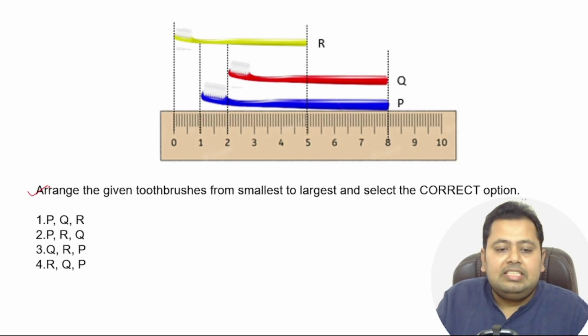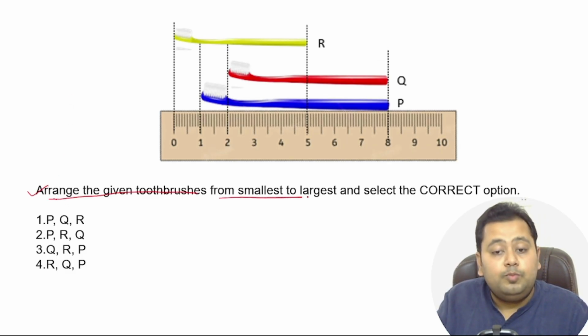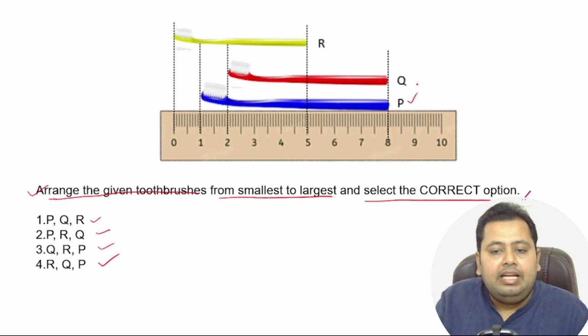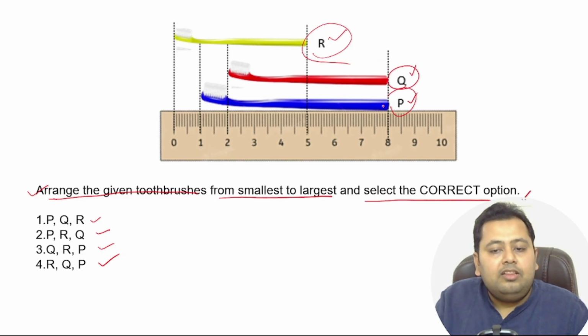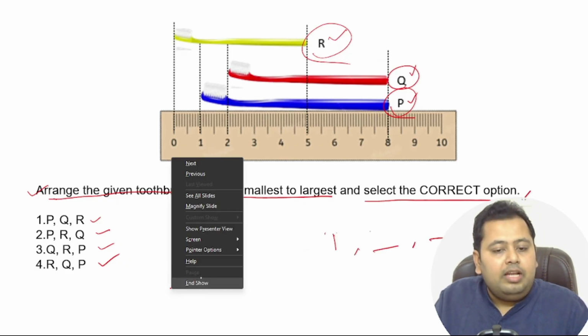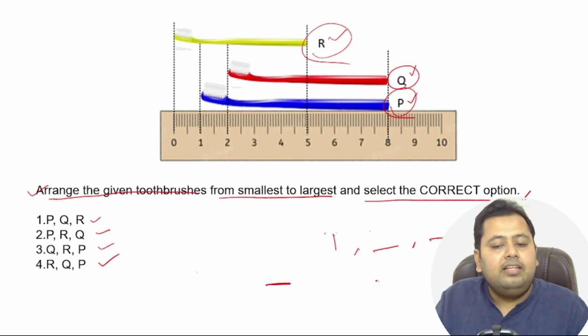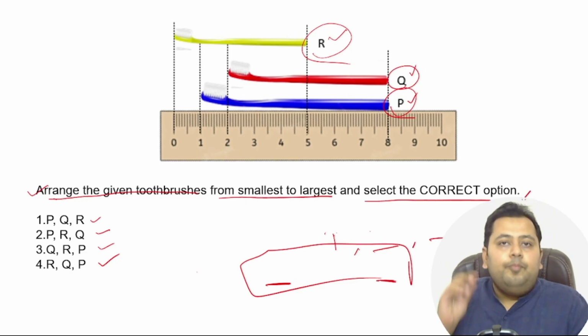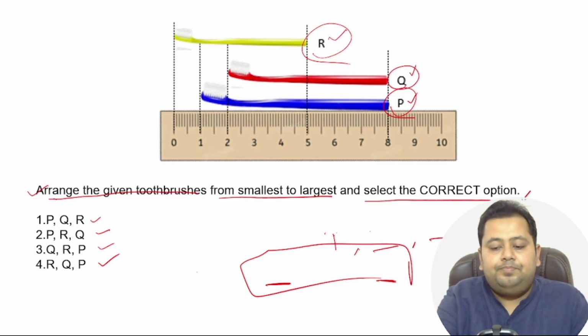Here you can see the question says, arrange the given toothbrushes from smallest to largest and select the correct option, right? And the options you are seeing are PQR, PRQ, QRP and RQP. You can see the image. There are 3 toothbrushes shown, P, Q and R. You need to find the lengths of the toothbrushes, and then arrange them in a way that the smallest toothbrush is first and the largest is at the end. So let's do that. Take 5 seconds. Please solve it for yourself, and then we will get on to the solution.